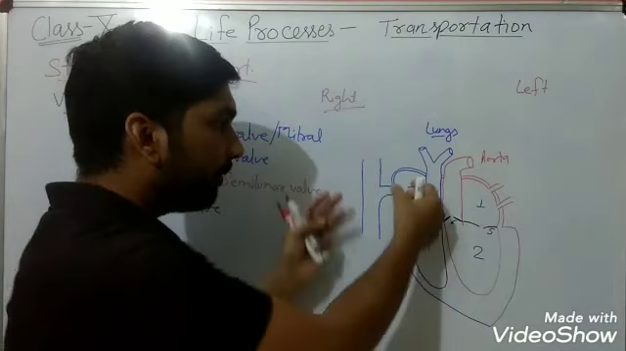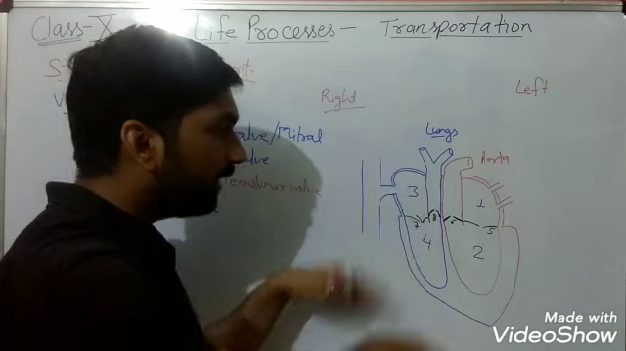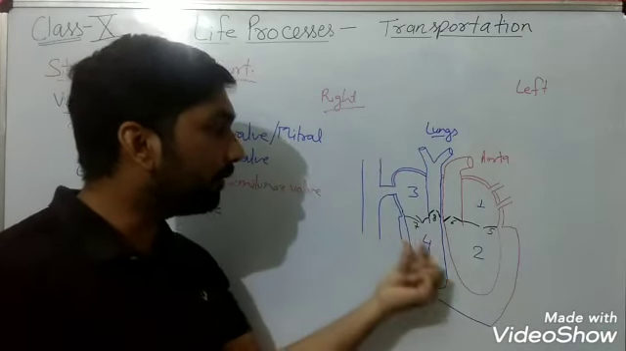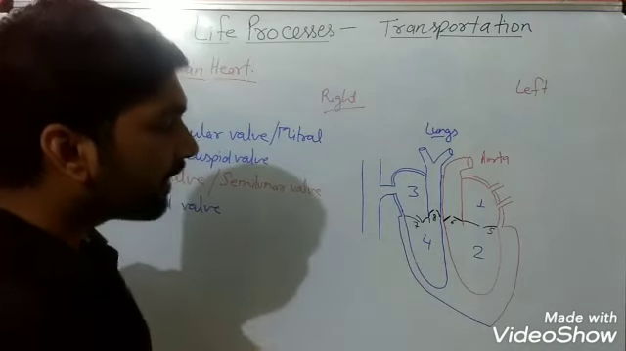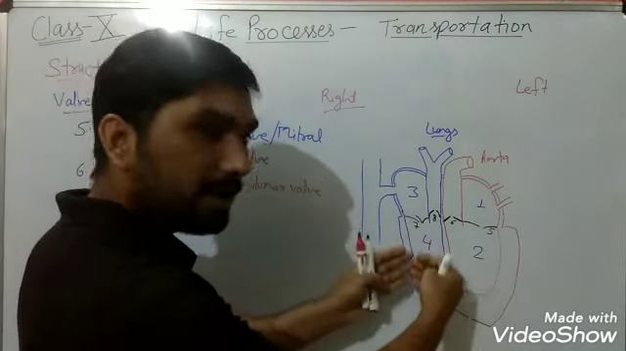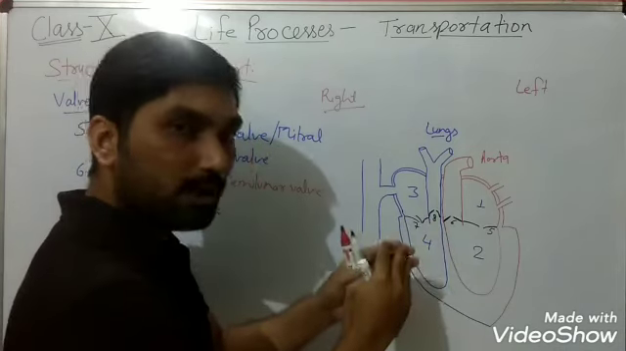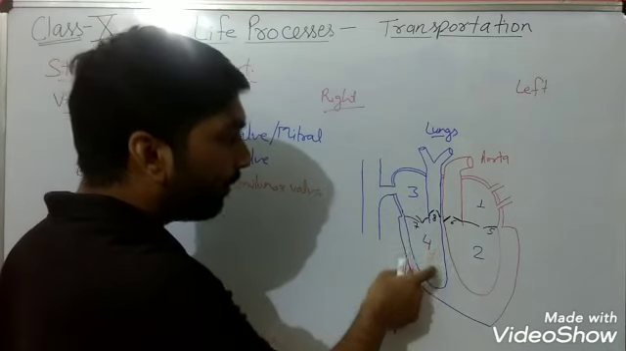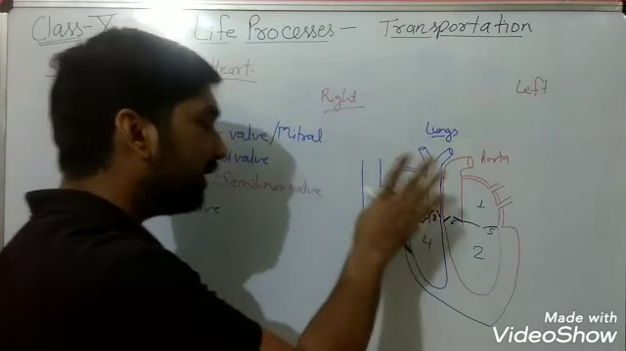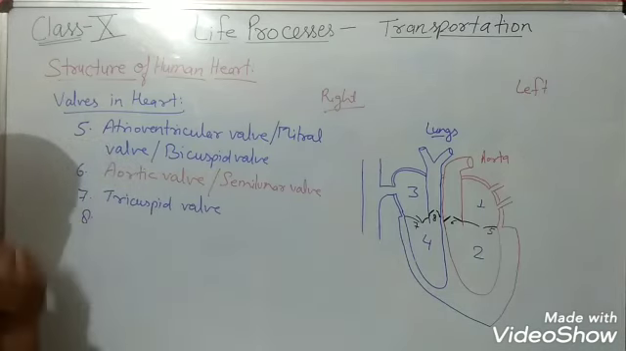downside. When the pressure is more in the atrium, then they will be open and they will allow the blood to flow in only one direction, from atrium to ventricle. But when the ventricle contracts and the pressure is more, these valves are going to close, and thus they prevent the backflow of blood from ventricle to the atrium. Now the last one, number 8.